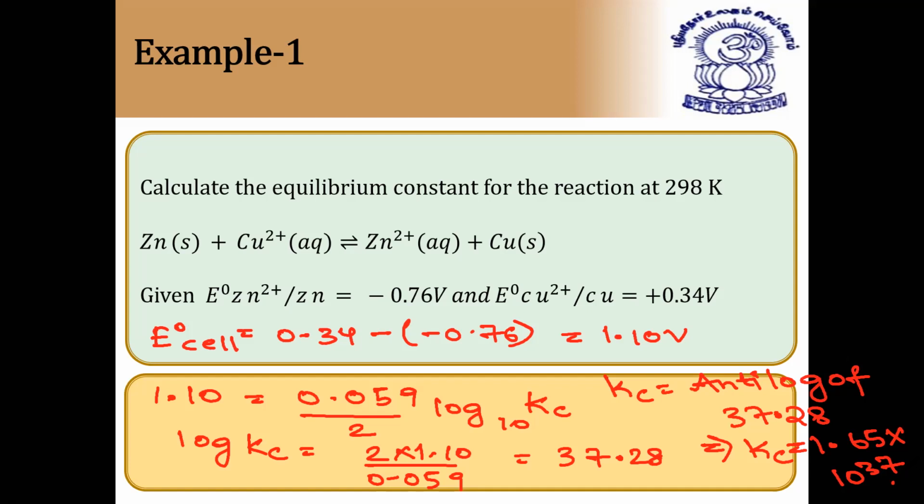So I hope it is clear. In this way, we have to find the equilibrium constant from the electrode potential of the cell. The electrode potential of the cell is equal to 0.059 by n into log base 10 Kc, that is the formula, and at equilibrium the EMF of the cell becomes zero. From that relation only we got the electrode potential of the cell equal to 0.059 by n log base 10 Kc. I hope it is clear.